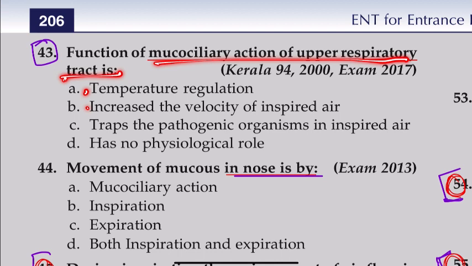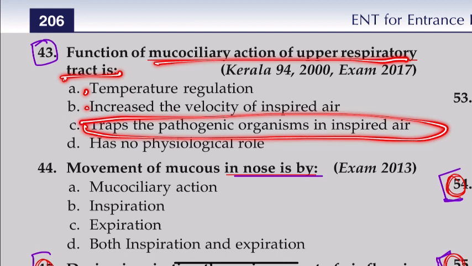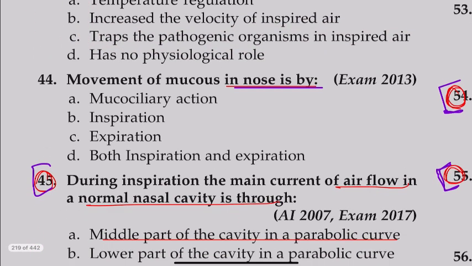Okay, let's go on. Increased velocity of inspired air traps the pathogenic organism in inspired air. That is the most important function of the upper respiratory tract. The movement of mucus in air is by what? It is by mucociliary action, right?